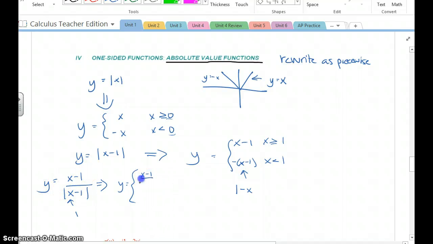So I'm going to say it's x minus 1 over itself, just x minus 1, when x is greater than or equal to 1. But then it's x minus 1 over the opposite of itself, negative x minus 1, when x is less than or equal to 1. And what's interesting here is that this is just equal to 1, right? And this is equal to negative 1. And so I already know that the limit of this last function y, as x approaches 1, doesn't exist, right? Because coming from the right, it's equal to 1, and coming from the left, it's equal to negative 1.